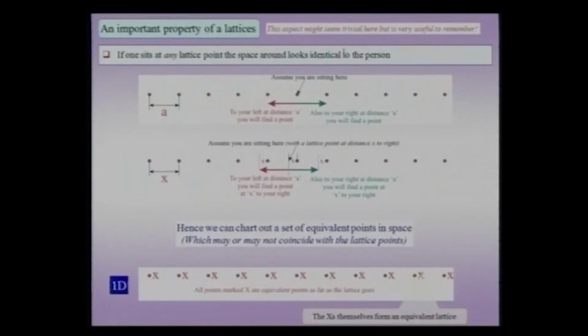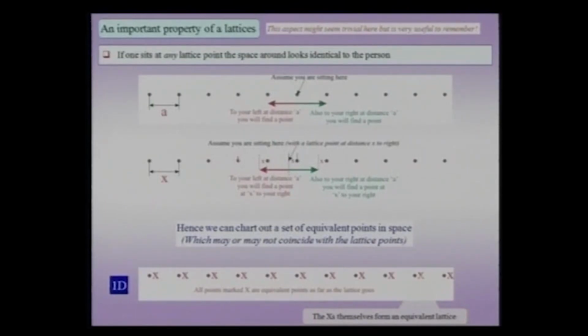For instance, if you take a one dimensional lattice, we had already seen that if you sit here, there is one point to the left at a distance a, and there is one point to the right at a distance a. Now, instead of choosing a lattice point, I could choose a point which is at a distance x to the left of a lattice point. If I do so, then all the points which are at a distance x to the left of the existing lattice would in some sense form another lattice, which will again be identical.